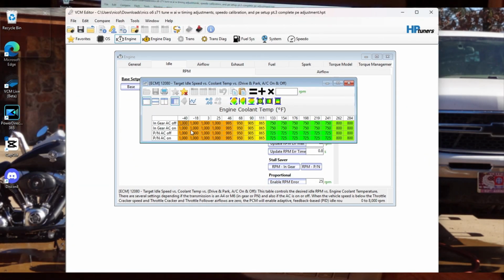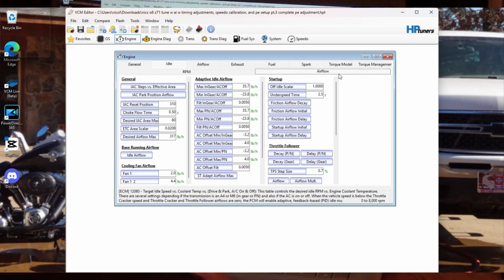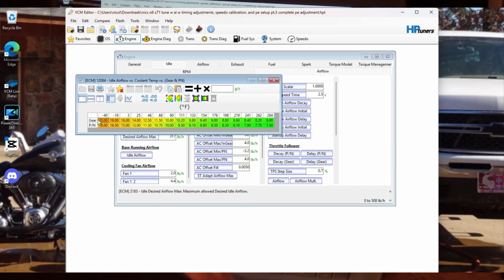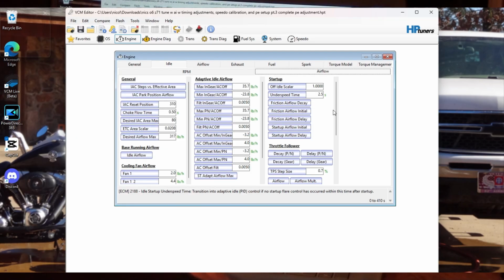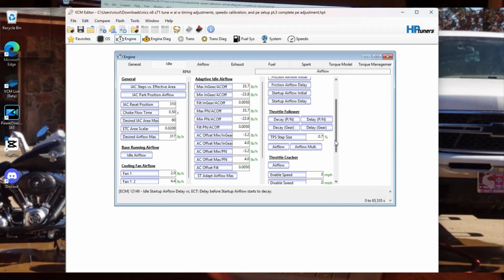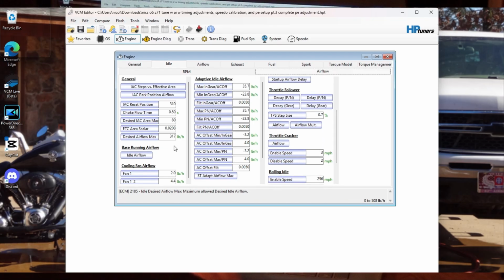Now, when we start talking about idle control and the issues that we have in idle, if we go to our VCM editor, we go to idle, we look at RPM. We have a base idle RPM set point, and if we go over here to airflow, we can look right here, base running idle airflow. Excuse me, coolant temp, my apologies. This is where we see throttle follower. We also have throttle cracker, adaptive idle airflow, this.